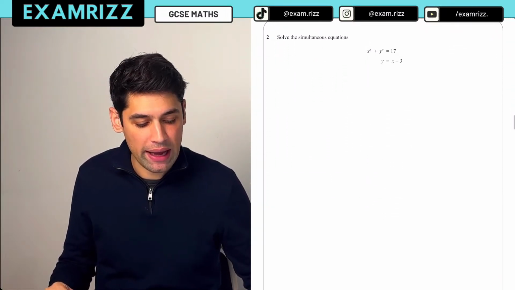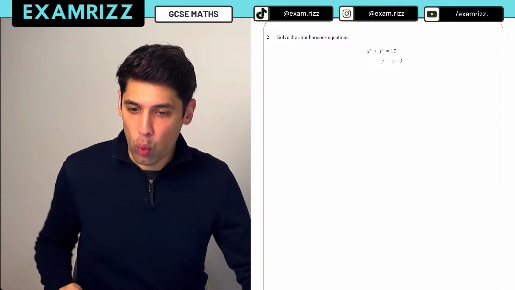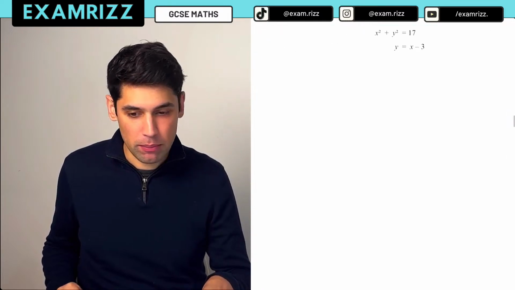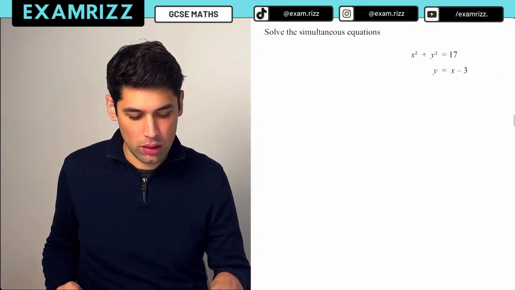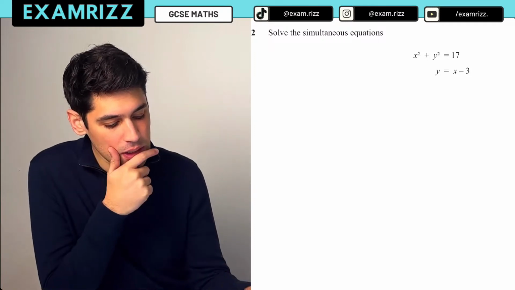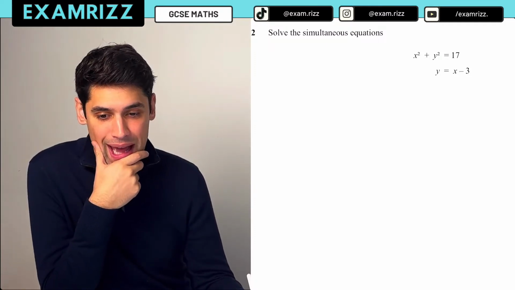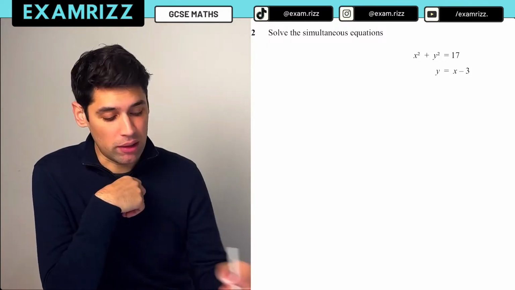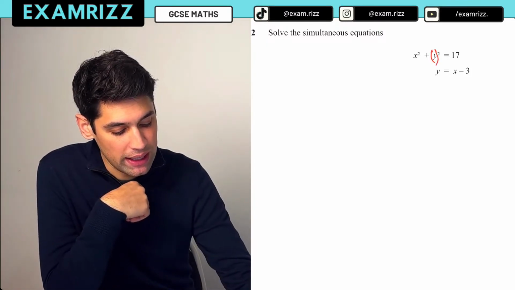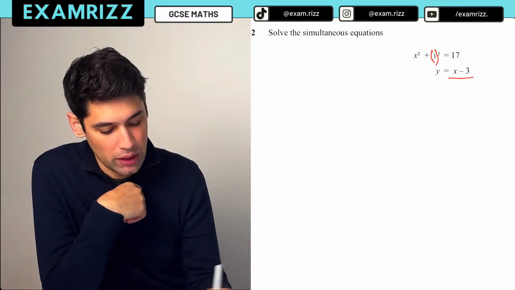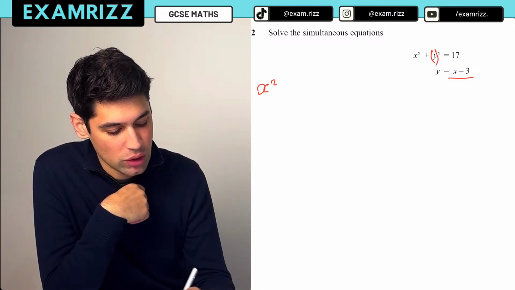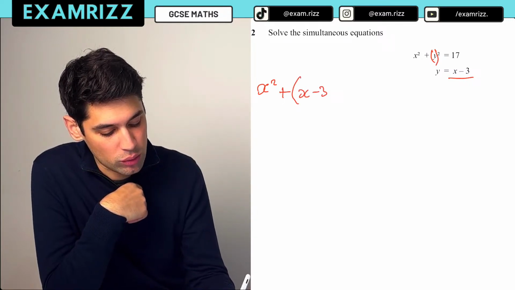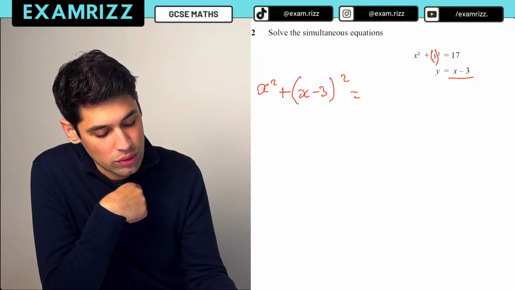Solve the simultaneous equations. x squared plus y squared equals 17. y equals x minus 3. So I'll zoom in a little bit so we can see it a bit bigger. Okay. So once again, they've been very kind and made y the subject. So we're going to plug that value of y into the one above. So instead of this y here, we're going to put x minus 3. So let's write that out. x squared plus brackets x minus 3 squared equals 17.